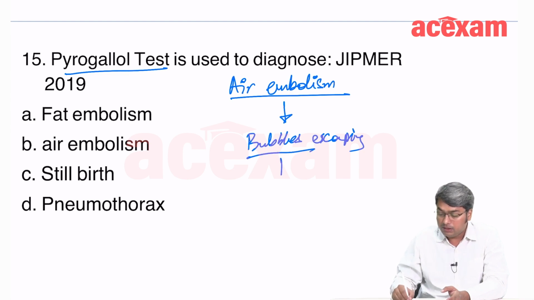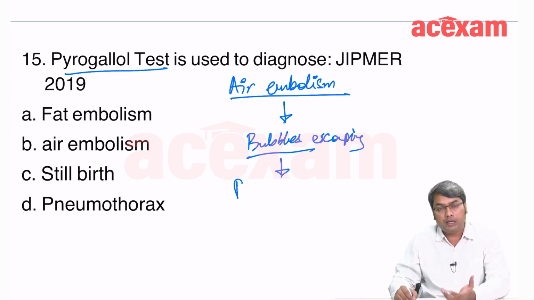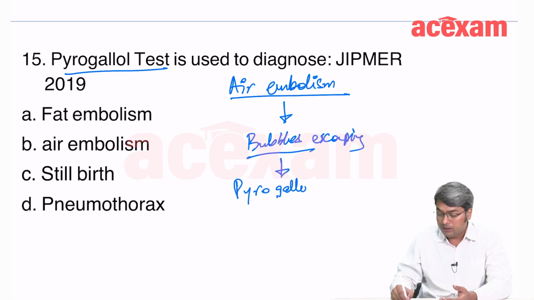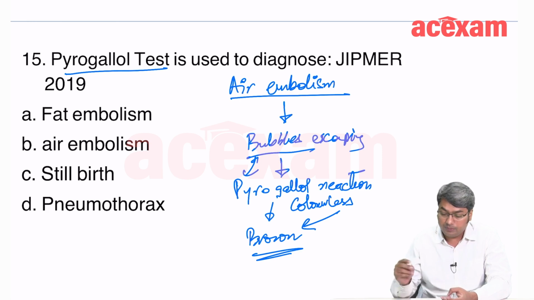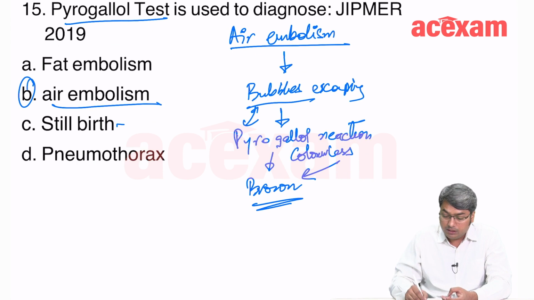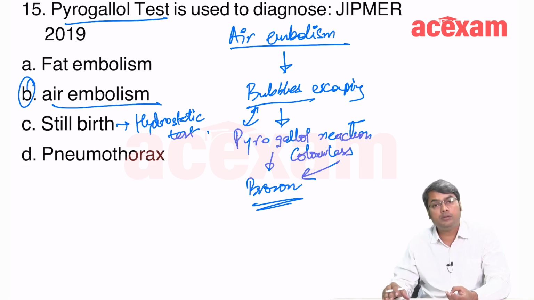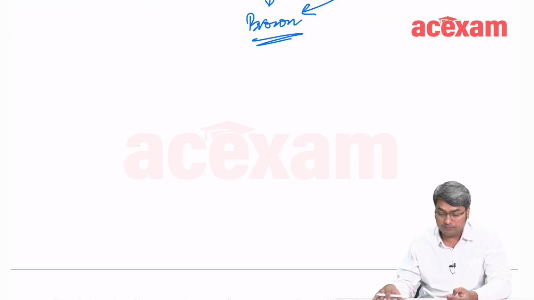Now, if a pyrogallol solution is reacted with these bubbles, there is a color change, and the color change is brown. The pyrogallol reagent is colorless and it changes to brown. So, that is why the pyrogallol test is used to diagnose air embolism. That is the answer. For stillbirth, we have the hydrostatic test.